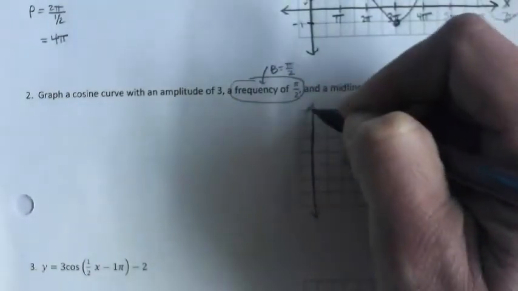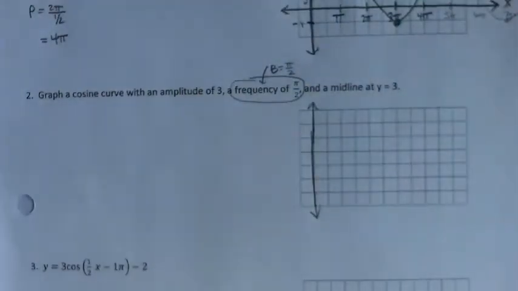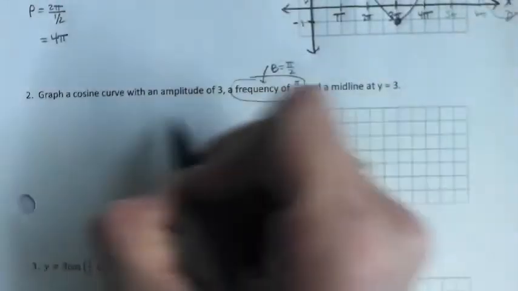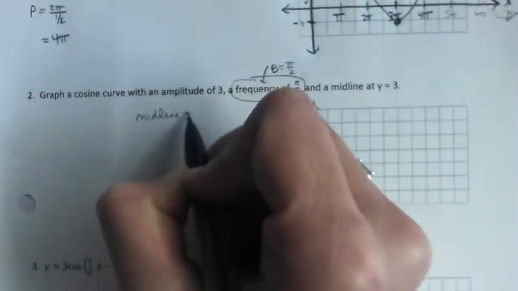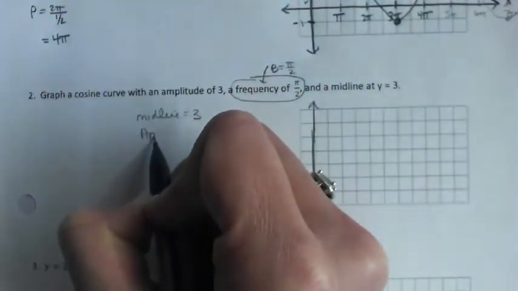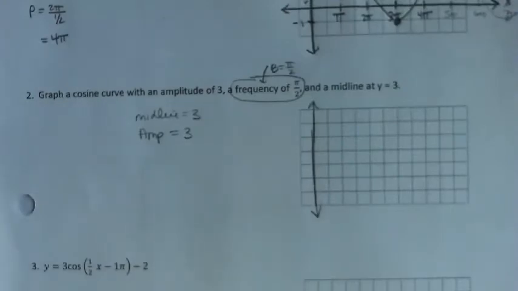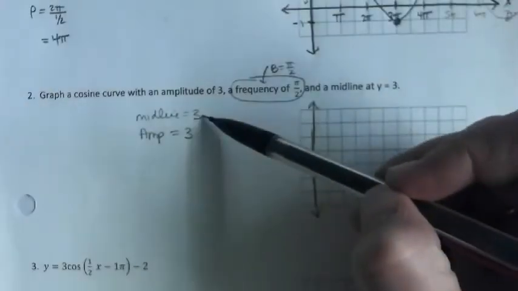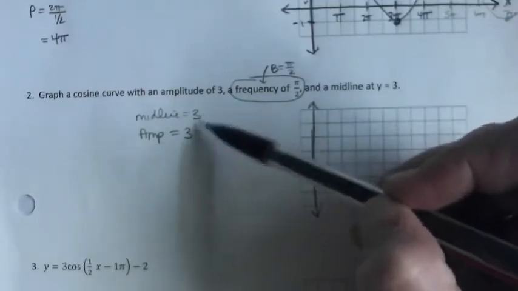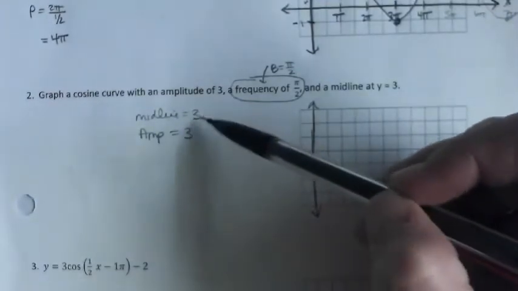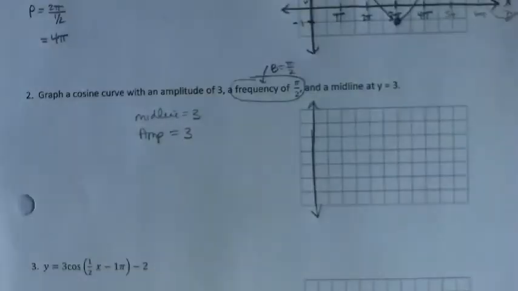Since I'm not doing a phase shift, I'm going to keep my y-axis way over. My midline is at 3. So if the midline is at 3 and the amplitude is 3, what's the maximum point? 6. And what's the minimum point? 0, right? If the midline is the middle of the graph, you're going to go up 3 from there, which will bring you to 6, and you're also going to go down 3 from that midline, which will bring you to 0.